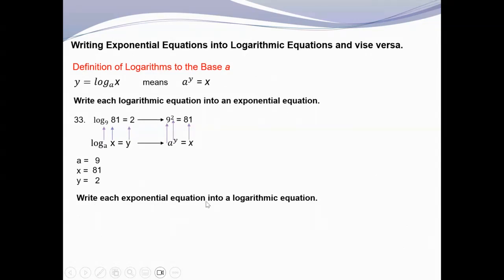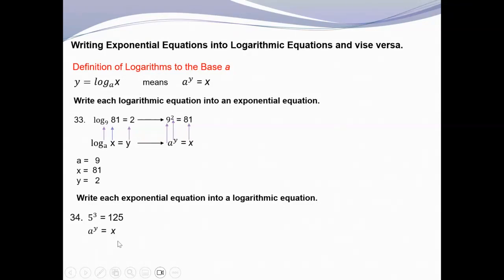Now we're going to write each exponential equation into a logarithmic equation. Now we're going to go the other way. 5 to the third power equals 125. I only did one example, guys, because this will be self-explanatory. You can apply this when you do your homework. This is how you do it. You have to know what the a is, what the x is, and what the y is. I'm also going to do only one example for exponential equation into logarithmic equation.